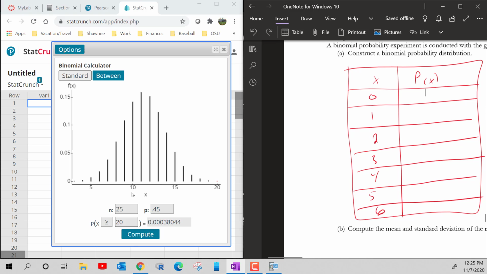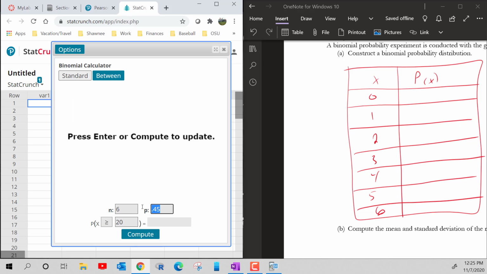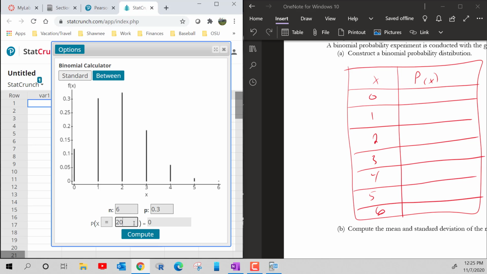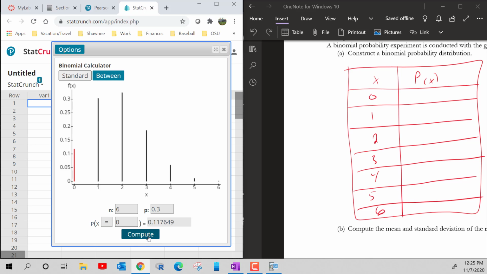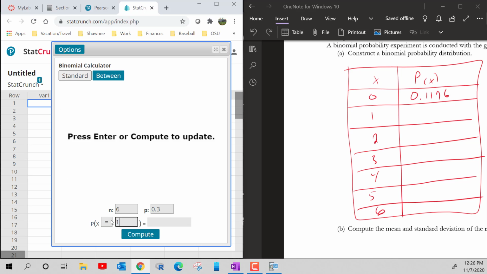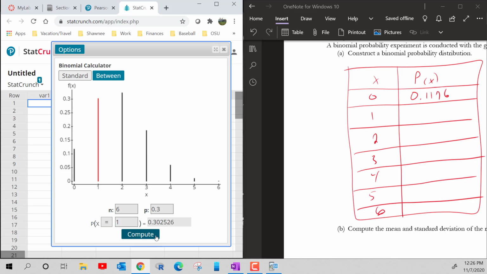So my n value in this case is 6. My p value is 0.3. And I want this to be equals. The first thing I want is to calculate x equals 0. This would be 0.1176. I'm going to round these to 4 decimal places. Then I could do x equals 1. I get 0.3025.